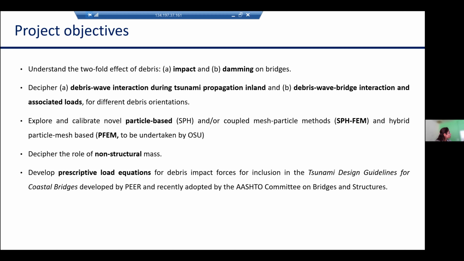bridges, to understand the debris-wave interaction during the tsunami's propagation and debris-wave bridge interaction and the associated laws for different debris orientations, explore and calibrate novel particle-based, coupled particle mesh-based method, and hybrid particle mesh-based method, and to decipher the role of non-structural mass and develop prescriptive load equations for debris impact load for tsunami design guidelines for coastal bridges.